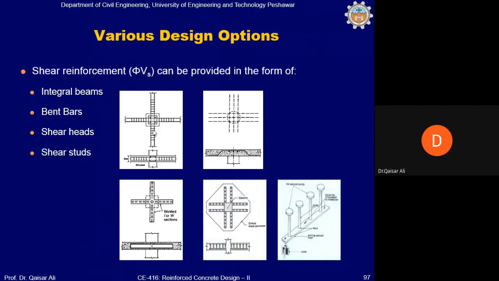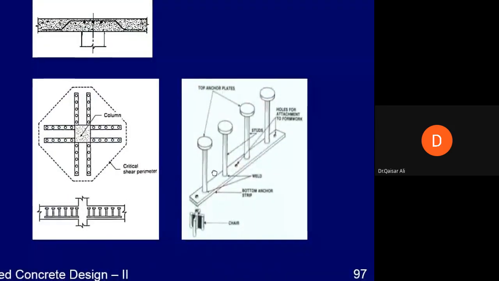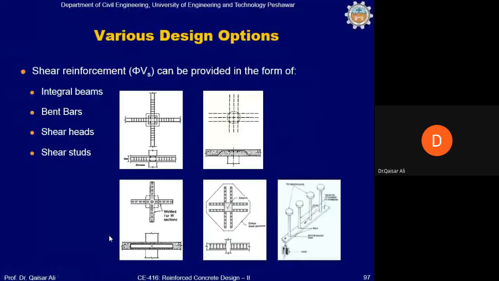The last form of this punching shear reinforcement is shear stud reinforcement. Shear stud reinforcement is provided in this form. These are steel plates, and the top anchors or steel nails are welded with these plates, and they are provided in the plane. They will look like this, and in the section they will look like this. Okay. As I said earlier, the most common form is the integral beam, so we will discuss only the integral beam design in this lecture.